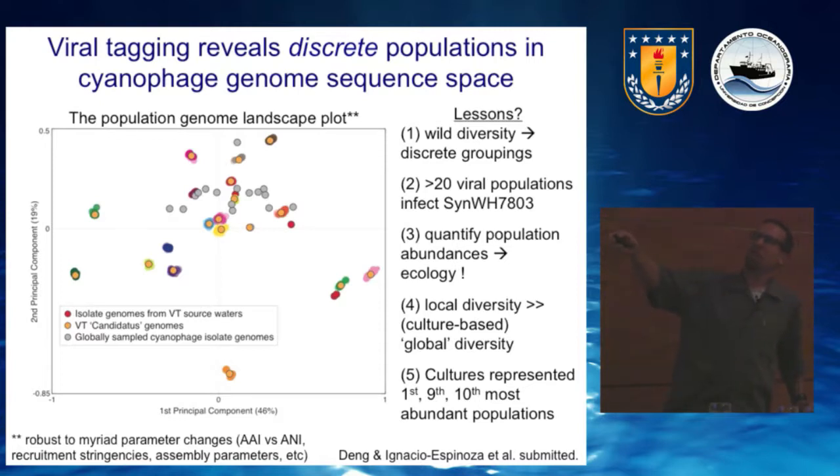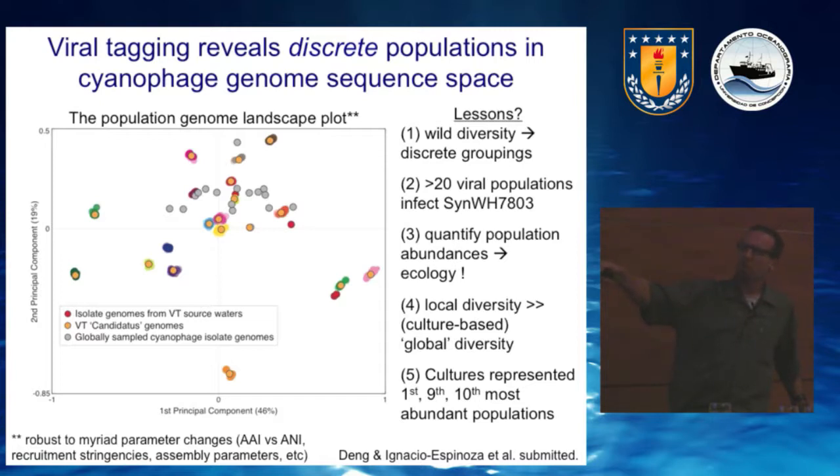So what did we learn? These cyanobacterial viruses form discrete groupings in the wild. That suggests there's population structure that we could count. In this case, there's 20 viral populations at least that infect this particular host. Each of these genome fragments has underlying metagenomic sequence data, so you can get counts for each of these populations. So you can quantify these populations. That's ecology. And it's a population-based ecology.